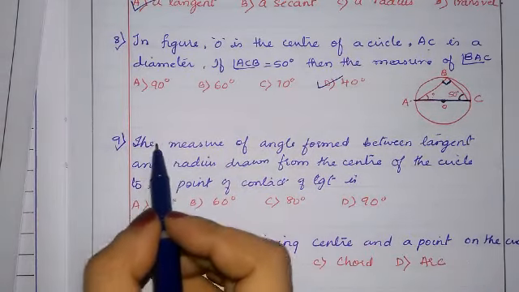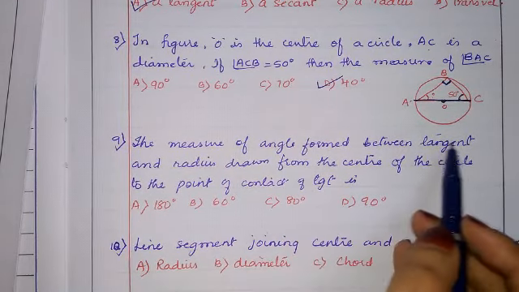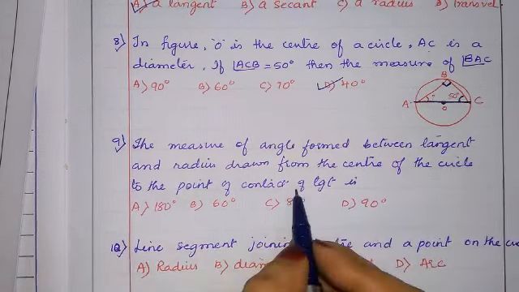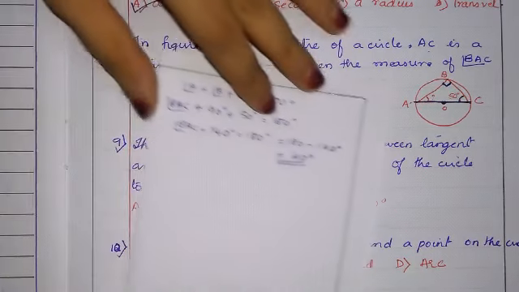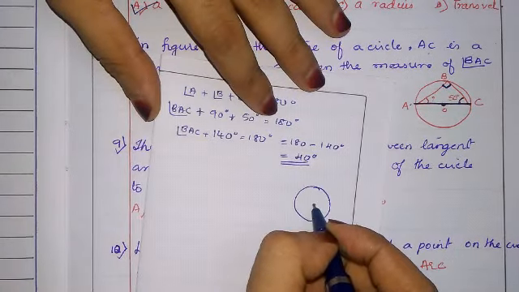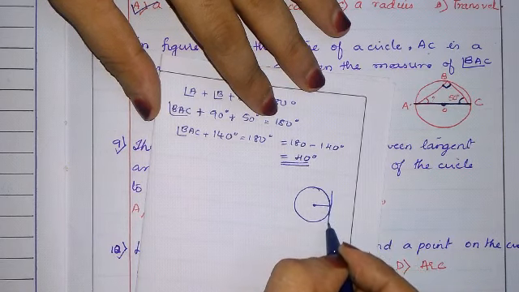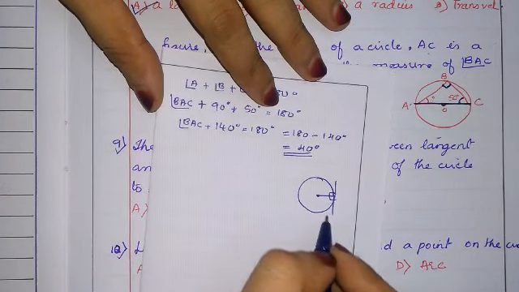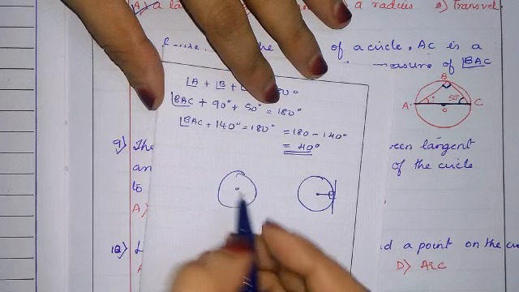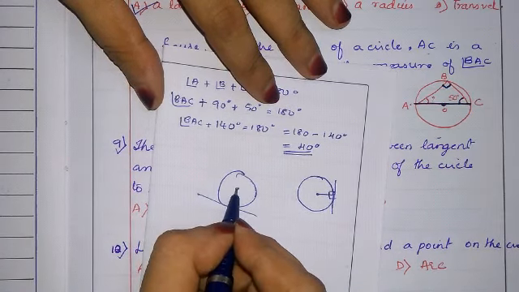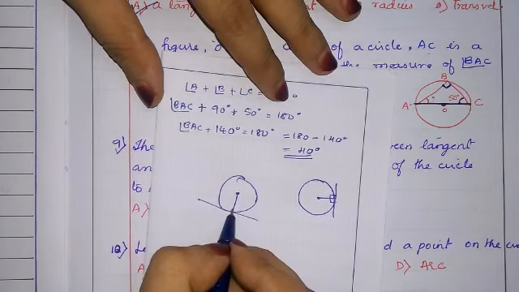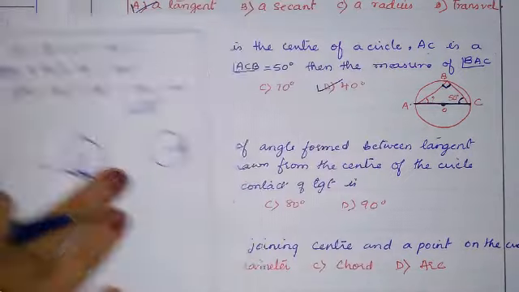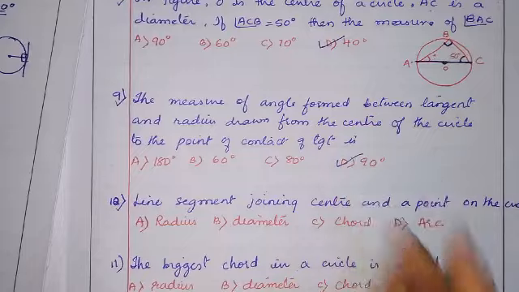The measure of the angle formed between the tangent and the radius drawn from the center of the circle to the point of contact of a tangent is always 90 degree, from anywhere if you draw. For example, I can show you one more figure. This is the tangent and this is the circle, and this is the radius. So the angle between the radius and the tangent at the point of contact is always 90 degree. So the answer is D, 90 degree.